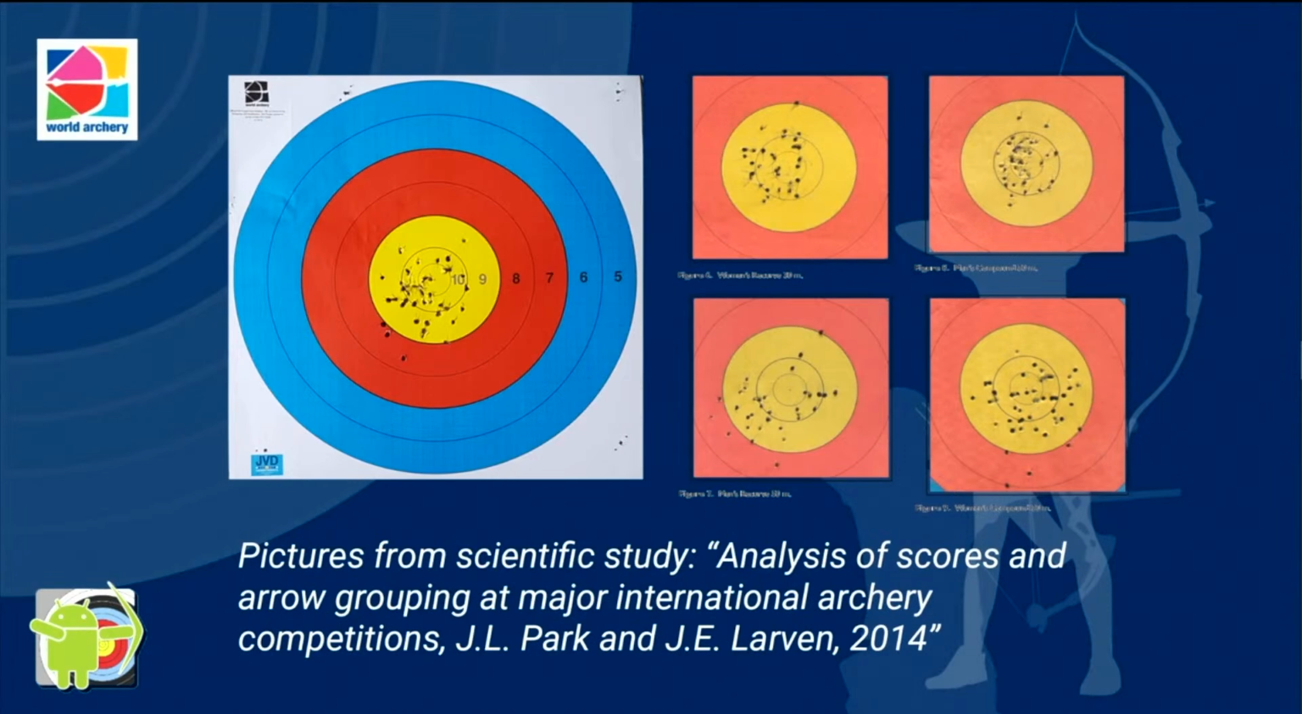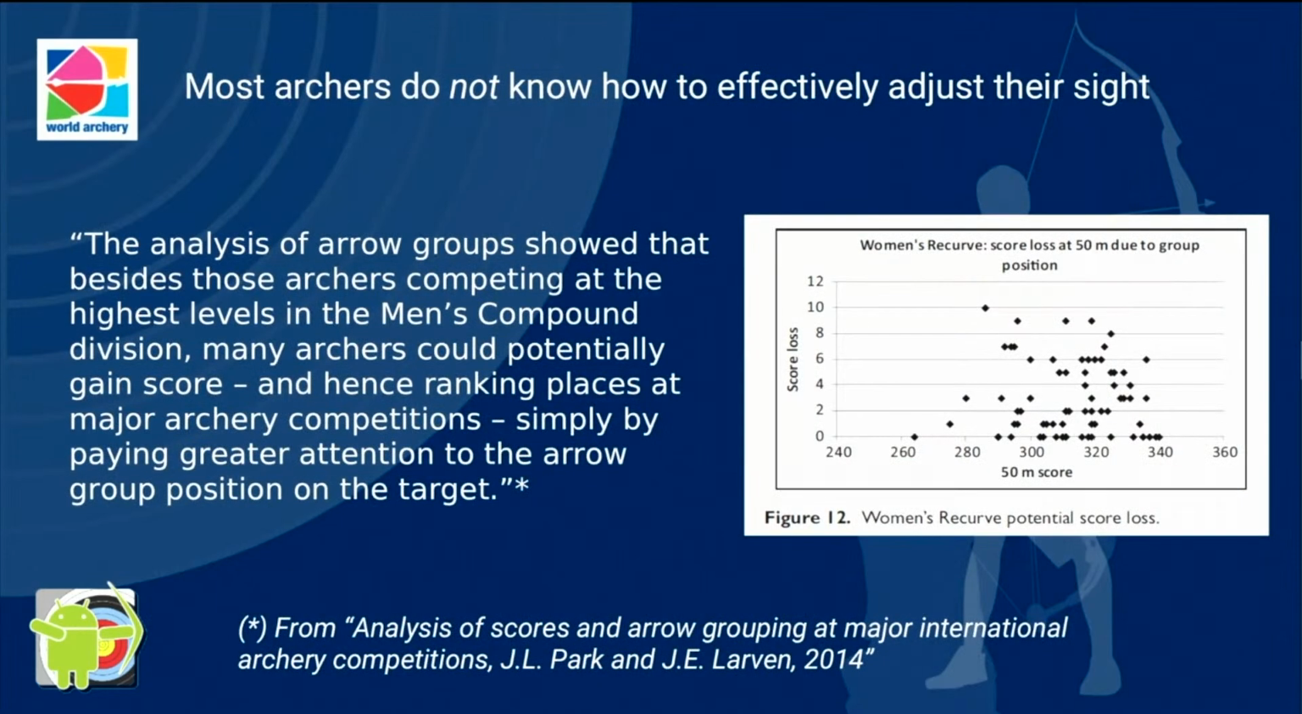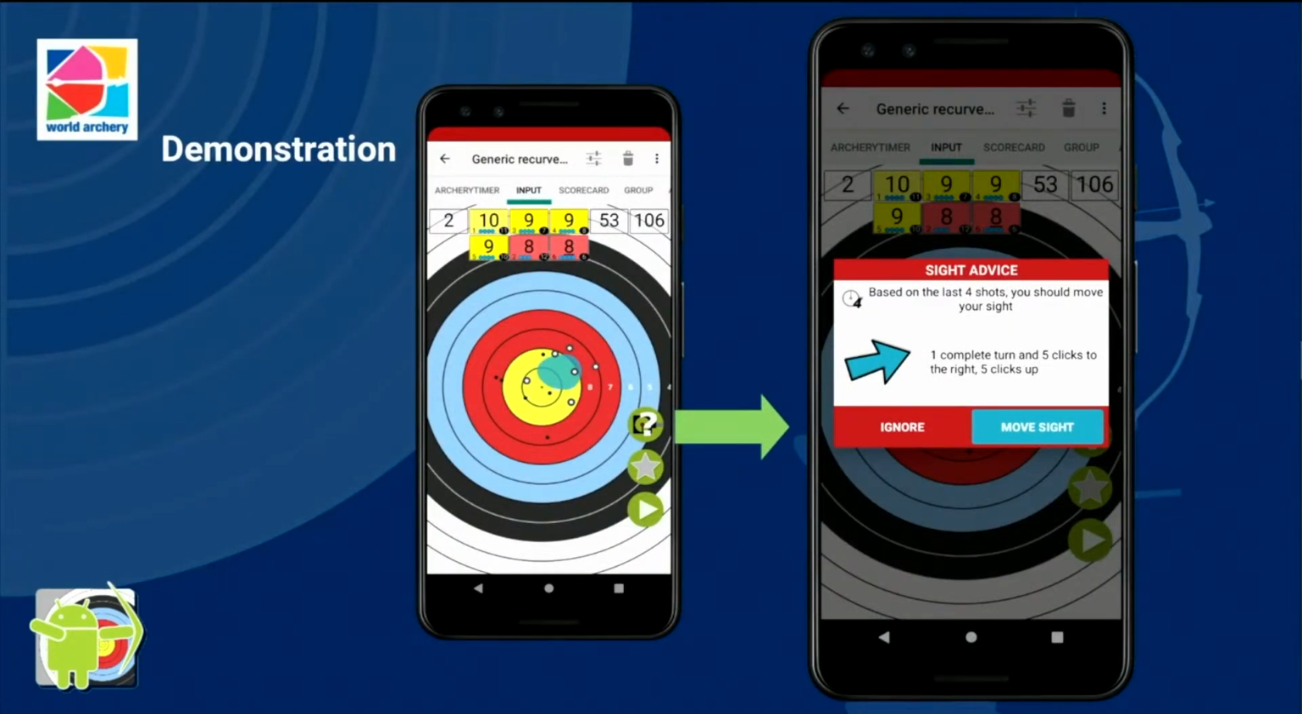And in these pictures, I think we all agree that the archers could have gained more points if they had their group more centered. This study actually revealed how many points that could be. On the right we see a diagram for recurve women shooting 50 meters, where we see that even the recurve women that shot the highest competition scores actually lost 8, 7, 9 points by not having their groups centered. So Artemis can give you very accurate advice on how to get the group that you see on the left centered again.